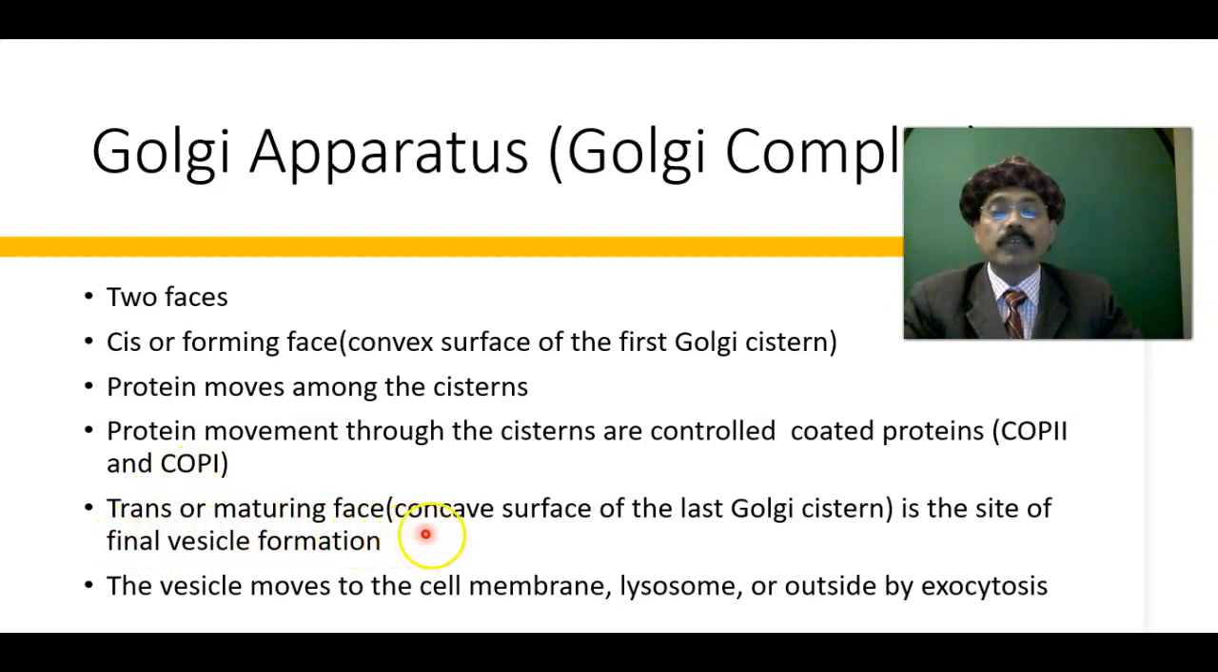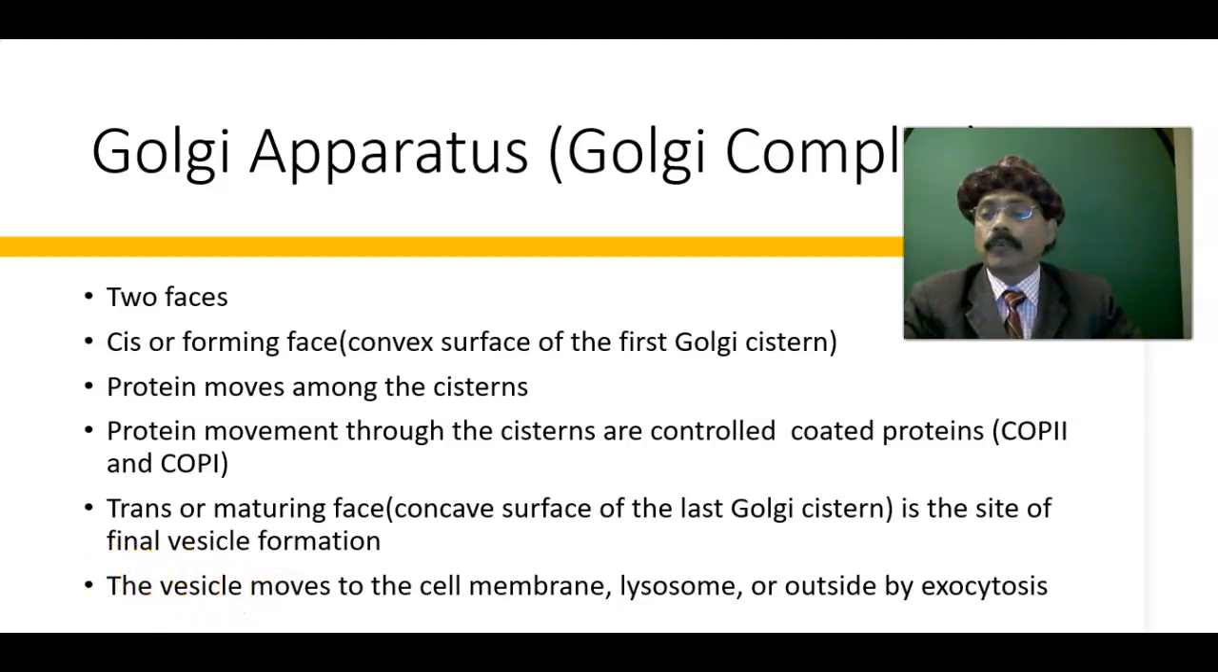The trans or maturing face, the concave surface of the last Golgi cistern, is the site of final vesicle formation. Here we also have addition of glycoprotein that will dictate in what direction the vesicle will move, whether towards the cell membrane, to the lysosome, or through exocytosis. This is controlled by the vesicle formed in the trans face of the Golgi apparatus.